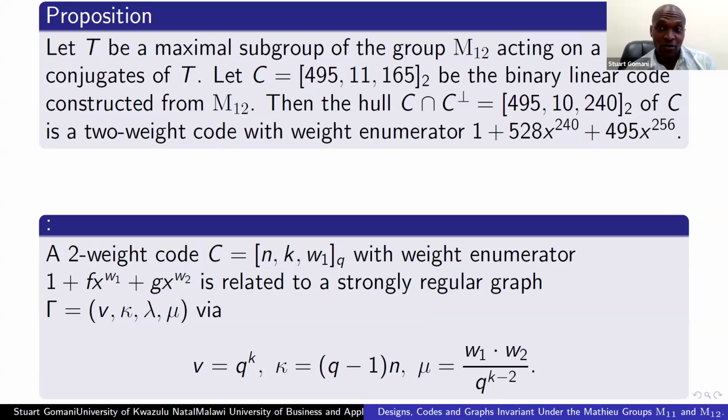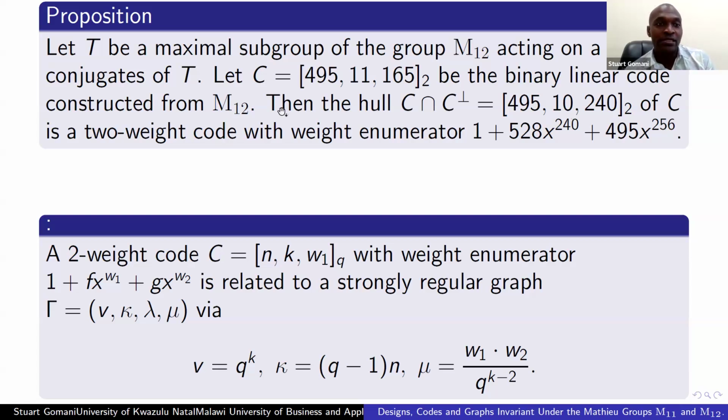So clearly, this is a code that has got much better error correction capabilities than the original code. That's not where the story ends. What is actually very interesting about this code is that the weights of the non-zero vectors of the code take only 2 values. So 528 vectors are of weight 240, which is the minimum weight, and 495 vectors are of weight 256. So only 2 weights, 2 numbers for the weights of the non-zero vectors of the code.